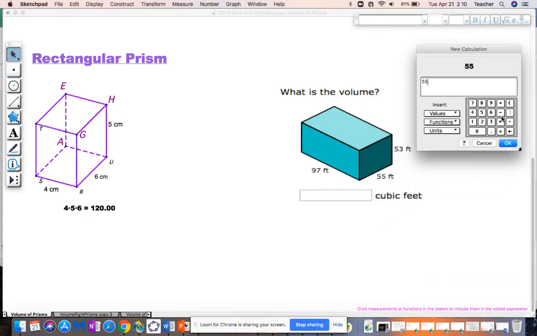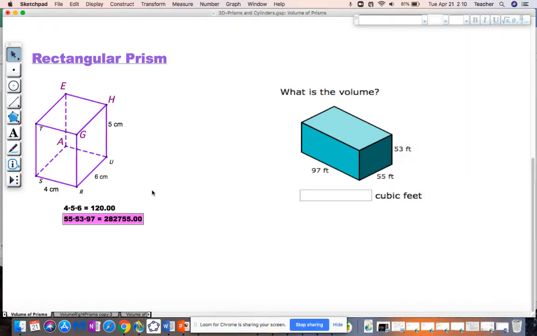So this is 55 times 53 times that 97. Okay, so I would get that. Now, be careful on your assignment because it may ask you to round. If it asks you to round, be careful, okay? So make sure we're rounding to the appropriate place value.